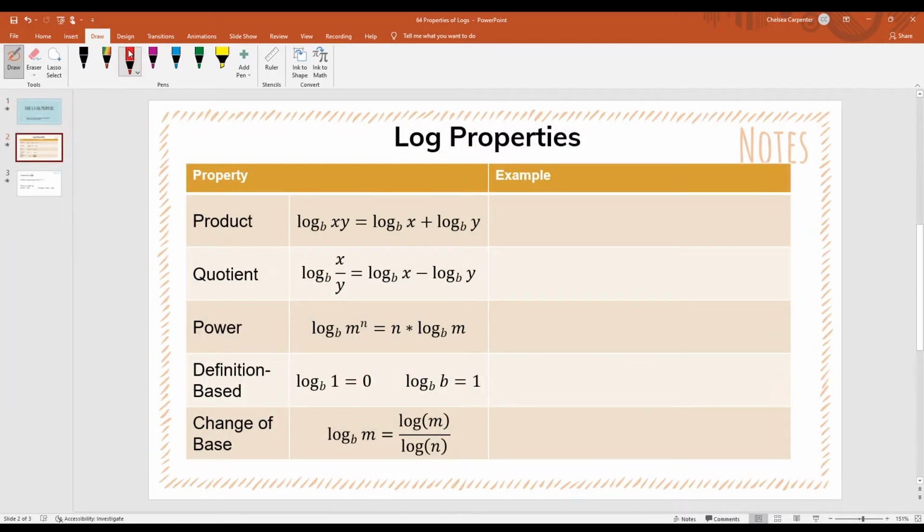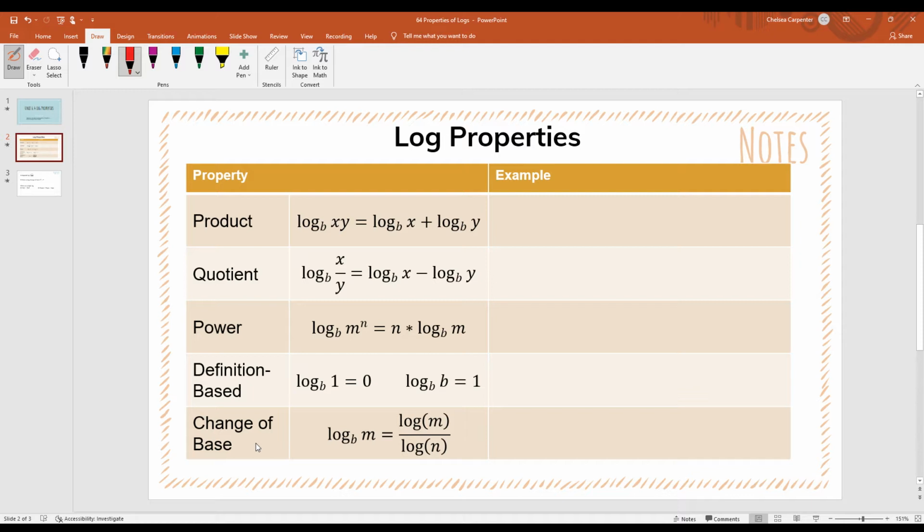So log properties, there are kind of 5, 6-ish different properties that I'm expecting you guys to get down on your notes and understand. So we've got the product, quotient, power, a couple of definition-based properties, and the change of base formula. So I'm going to go through and explain each one. If you'd like to go ahead and pause the video right now and jot down these properties on your sheet of paper, please do so right now.